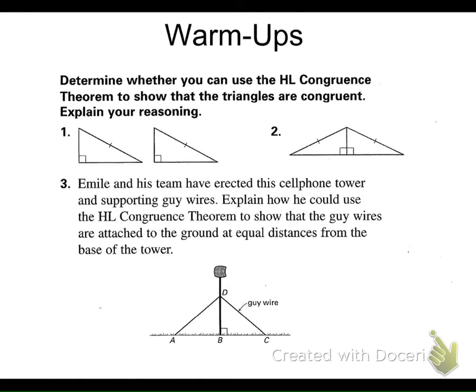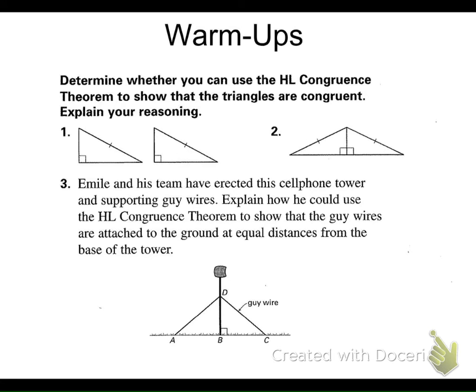Our first one. Do we have enough information to show that we can use the hypotenuse leg congruence theorem? Yes. Okay, what information do we have to know to show it? The right angle tells us that they're right triangles, which was a requirement for hypotenuse leg. And the hypotenuse is congruent, and now we also have to know that a leg is congruent. So do we know a leg is congruent?